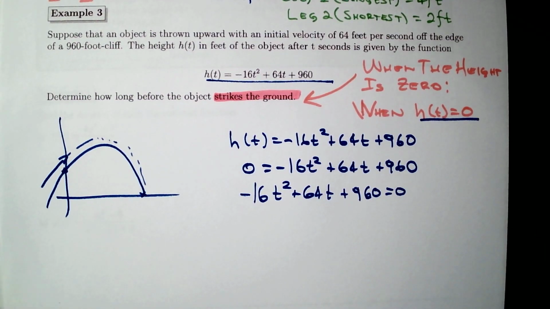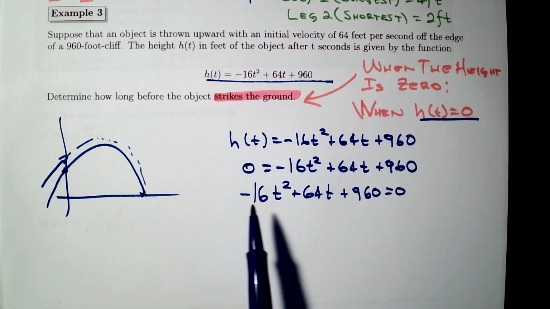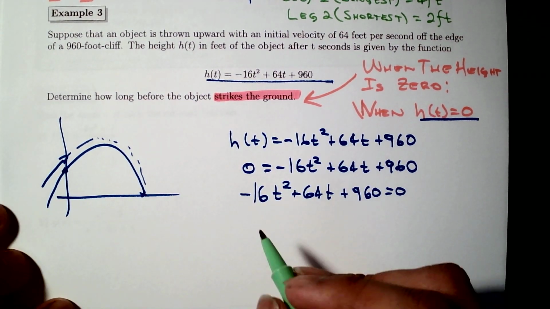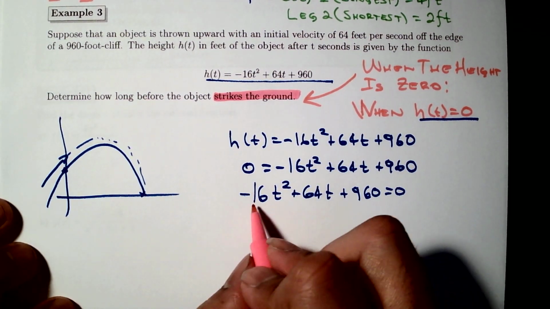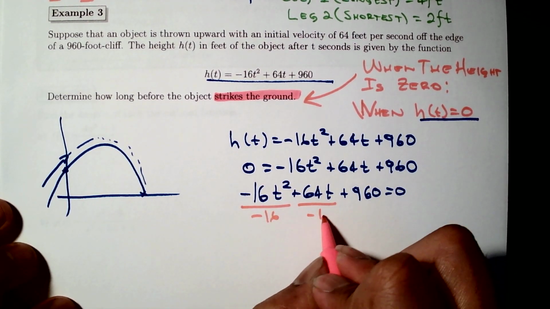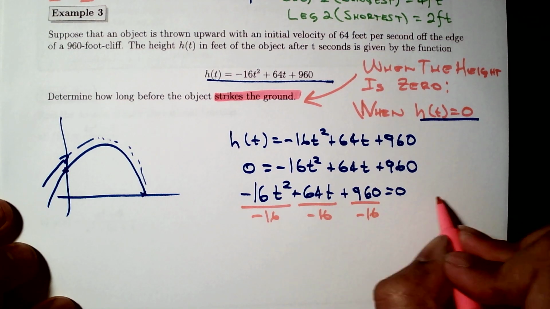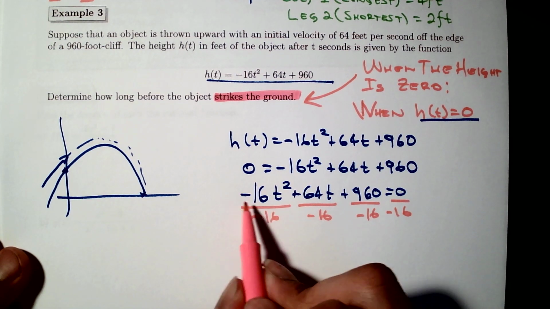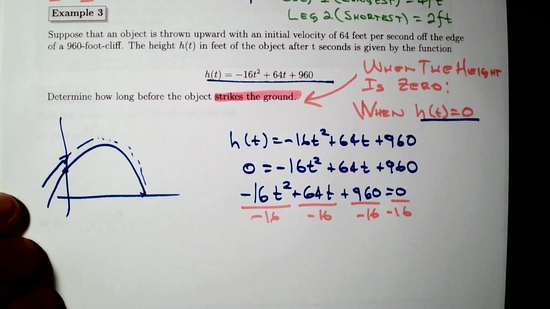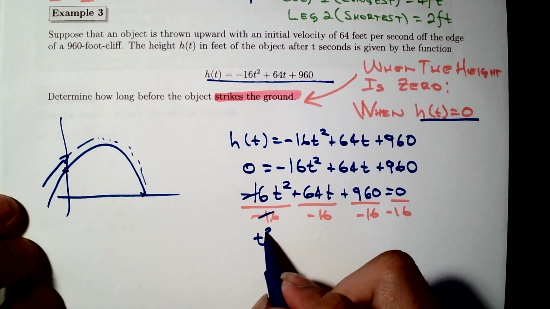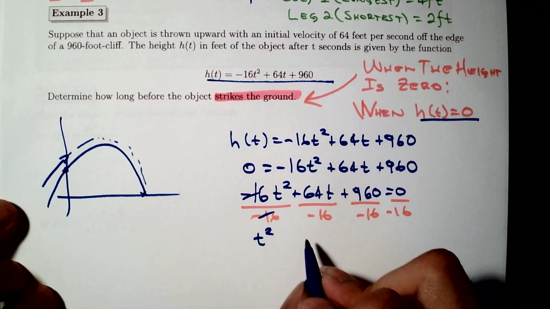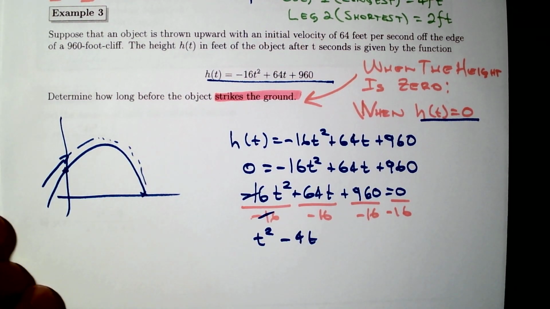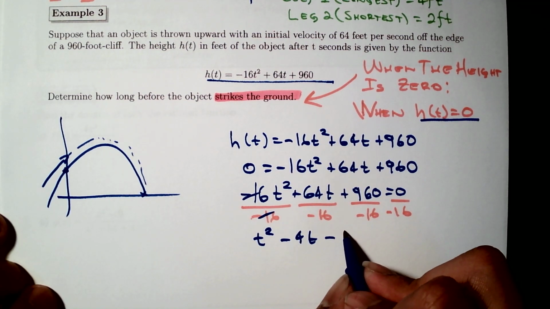So in this case, we're ready to solve this equation, and no, you don't want to do the diamond method on this because everything here is divisible by negative 16. Everything goes into negative 16 nicely. You might want to divide by the negative so the leading term becomes positive. So that cancels, that's a t squared. 64 over 16, that's a negative 4. And 960 divided by 16 is going to give us a negative 60.